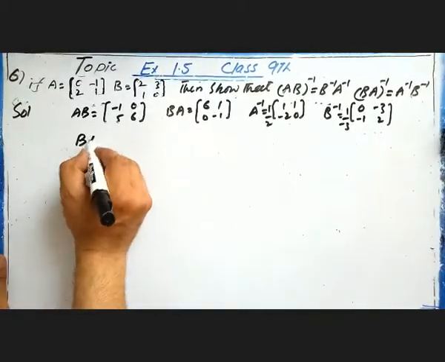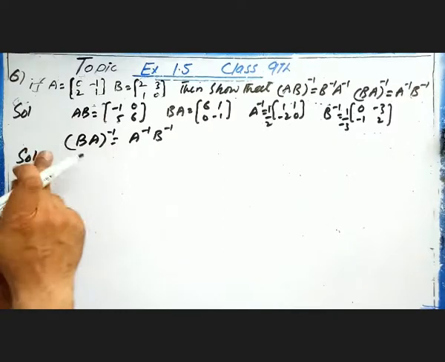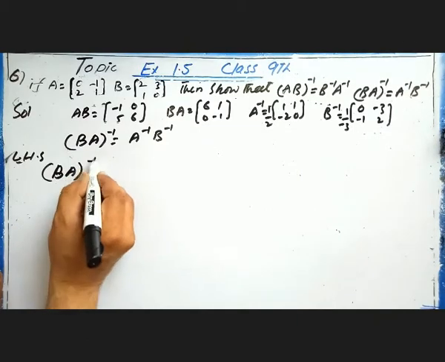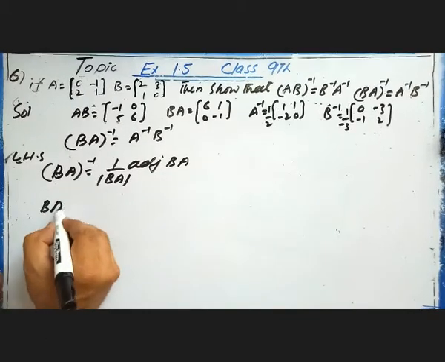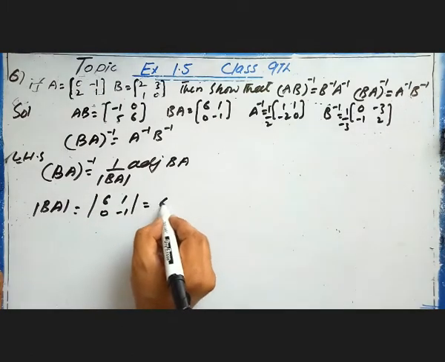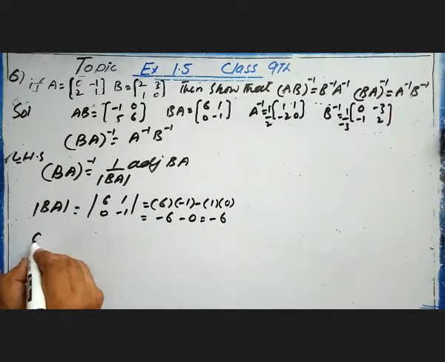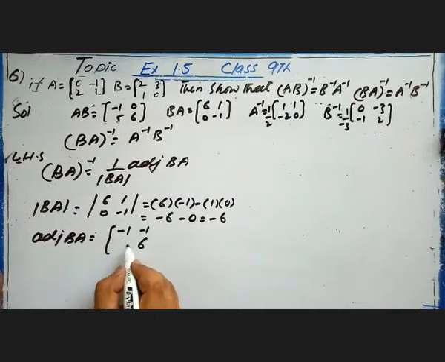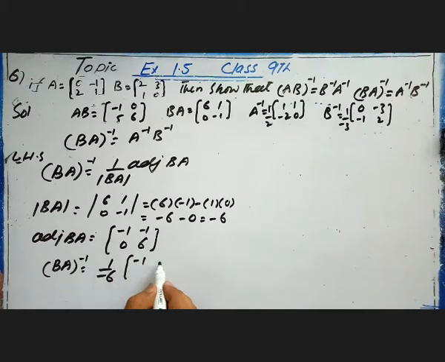Now second part is BA whole inverse. We have to show that this is equal to A inverse and B inverse. Solution, taking left hand side, BA whole inverse is equal to 1 over determinant of BA and adjoint of BA. Okay, so BA determinant matrix BA is 6 1 0 -1, so it will become 6 into -1 -1 into 0, -6 -0 is equal to -6. Now adjoint of BA, that is change the place of these two, -1 and 6 and sign of these two 0. Okay, so BA whole inverse will be equal to 1 over -6 and -1 -1 0 6.